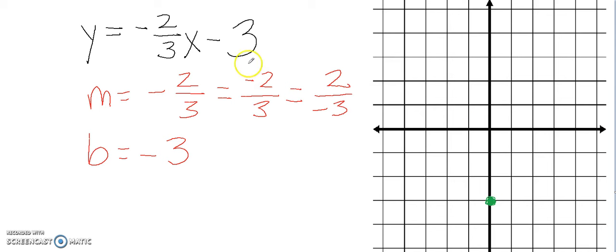So if I were to use this slope, it tells me I'm going to go down 2 because it's negative, and then to the right 3 because it's positive. So down 2, right 3 gives me a point right here. And then if I use my other slope, same thing, just written differently, go up 2, left 3 because it's negative. I'm going to put a point right here. And if I connect these, I would see my line.